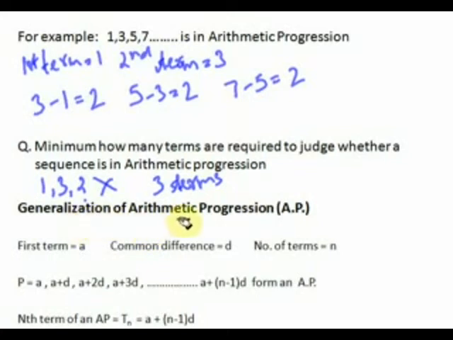If we generalize our arithmetic progression, we consider the first term as a. The common difference, the difference between the term and its preceding term, is d. The number of terms is n. Then our progression becomes a, a plus d, a plus 2d, up till a plus n minus 1 into d. This forms an arithmetic progression. The nth term of our AP is a plus n minus 1 into d.